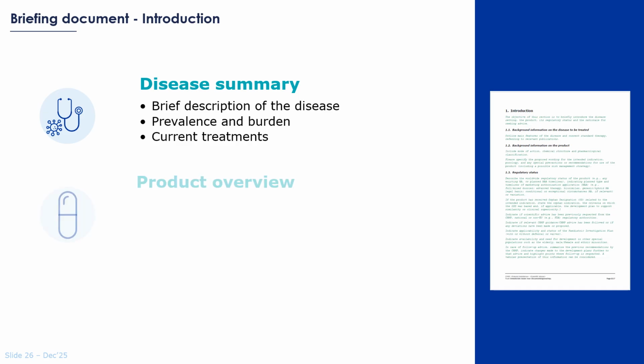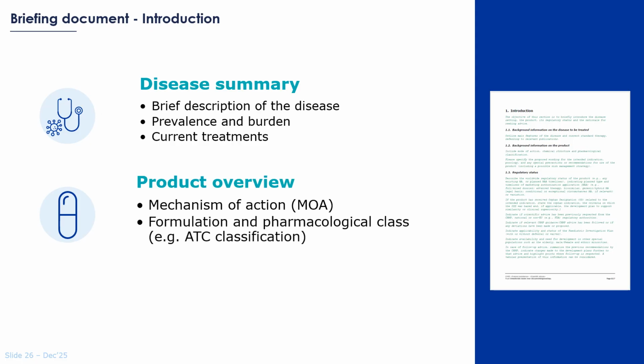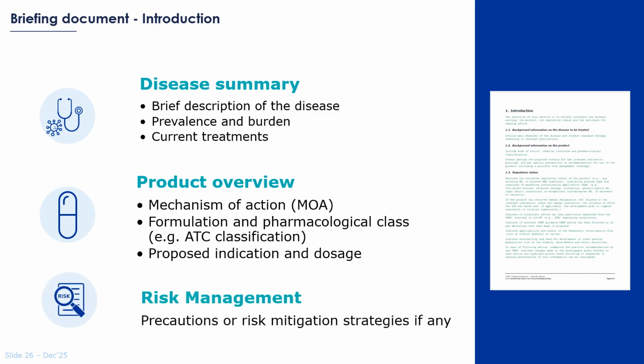For the background on the product, explain the mechanism of action, formulation, and pharmacological classification. This can be based on widely used systems such as the WHO Anatomical Therapeutic Chemical, in short ATC classification. The aim is to explain the product within its pharmacological context, making clear how it compares to existing medicines in terms of mechanism of action and therapeutic use. Clearly state the proposed indication and dosage regimen. And mention any special precautions or recommendations for use of the product, including a possible risk management strategy.